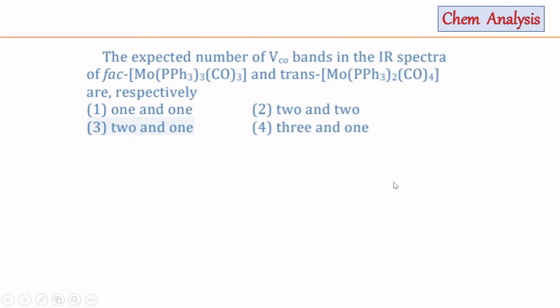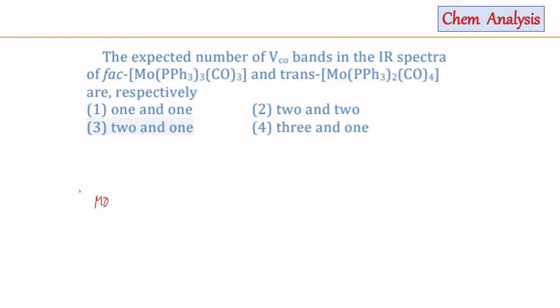In the next question, you have to tell about the number of CO stretching bands in the IR spectra of fac-Mo(PPh3)3(CO)3 and trans-Mo(PPh3)2(CO)4. First of all, we have to draw the structure of these two given complexes.